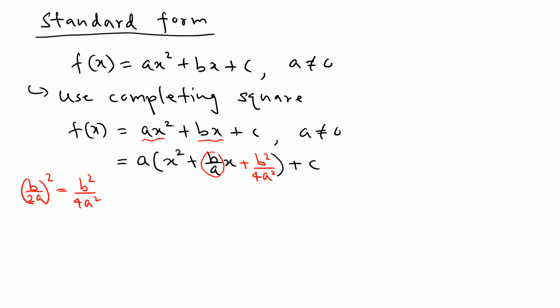But be careful, when you do that, you are actually multiplying that term by a, because there's an a outside. So when you subtract, you are not just subtracting b squared over 4a squared. You have to multiply by a. Because of that, you are actually subtracting b squared over 4a.